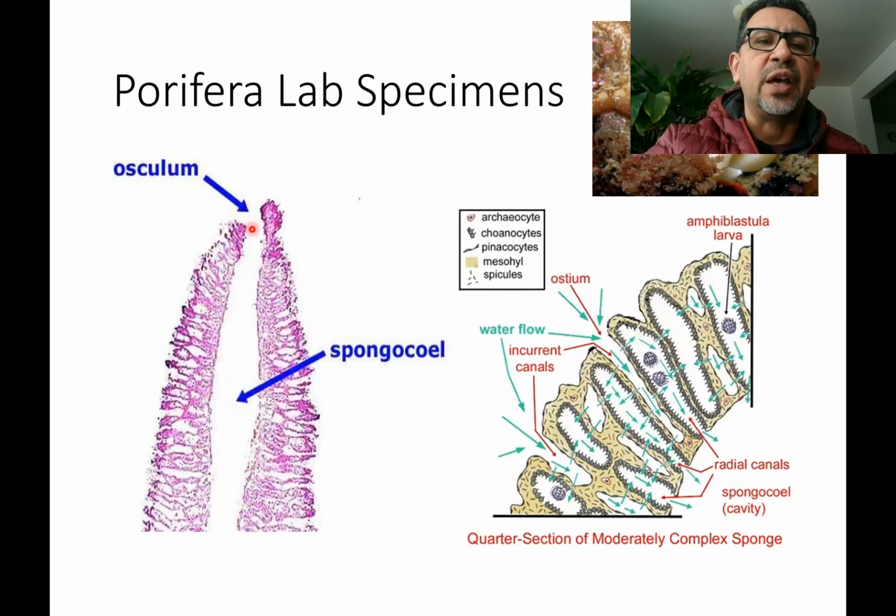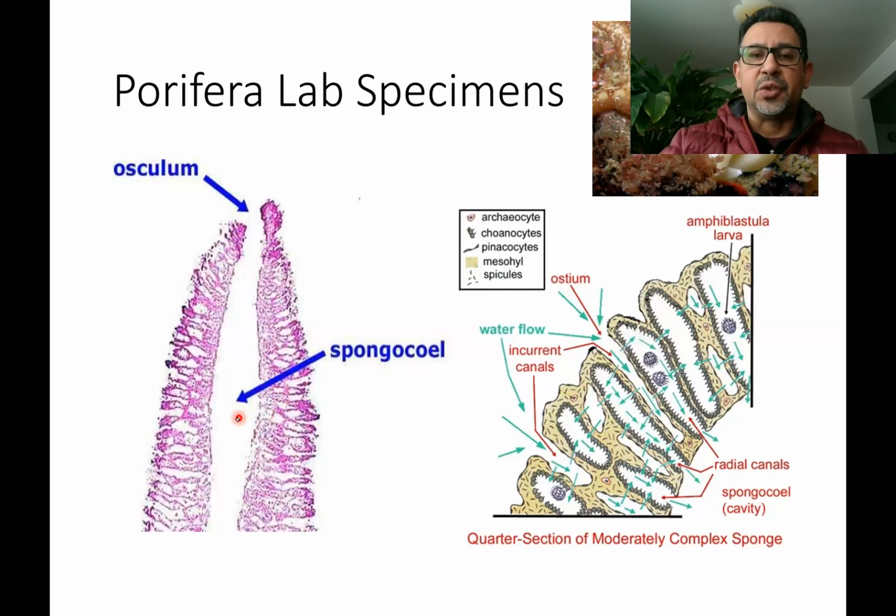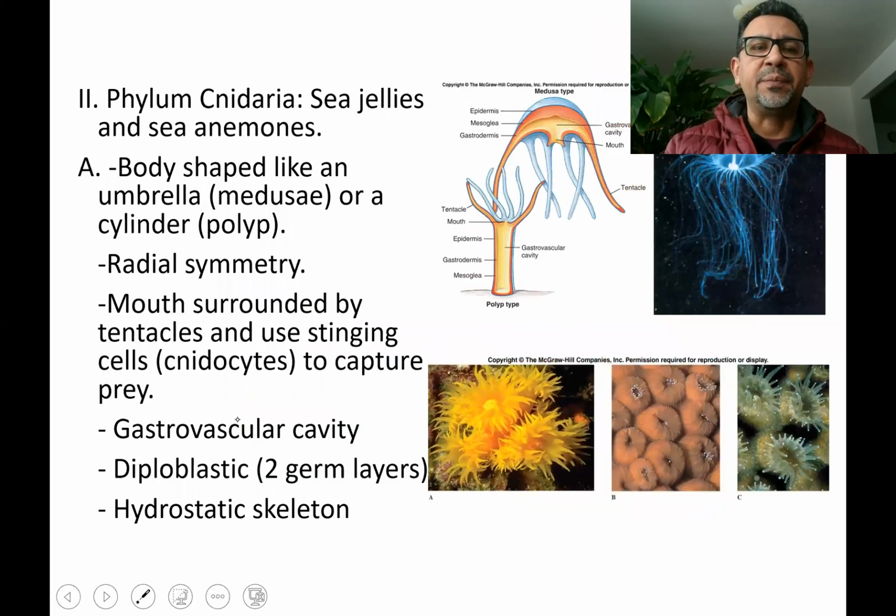You were also asked to label the osculum, and then these little openings where water moves into the incurrent canal, the little pores, are called ostia. One is called an ostium. And remember also that the radial canals will be those that are opening from the body of the sponge into the spongocele. So with regards to the sponges, those are the main details of the anatomy that you want to know, that you want to remember.